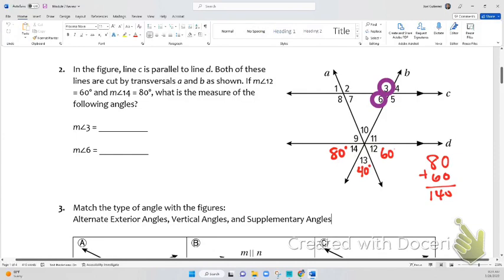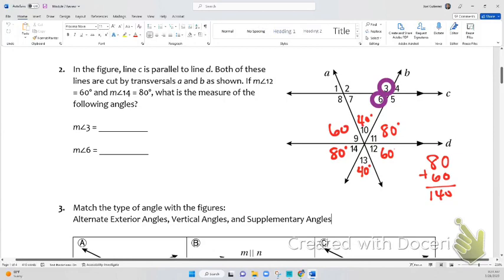80 plus 60 makes 140. A straight line will always give you 180. So that means that this one is 40, because 180 take away 140 gives you the 40. And then what we have are what they call vertical angles. So 14 and 11 are congruent. That means this one's 80. 13 and 10 are congruent, which means this one's a 40. And then this one's a 60. Okay, so that's step 1.